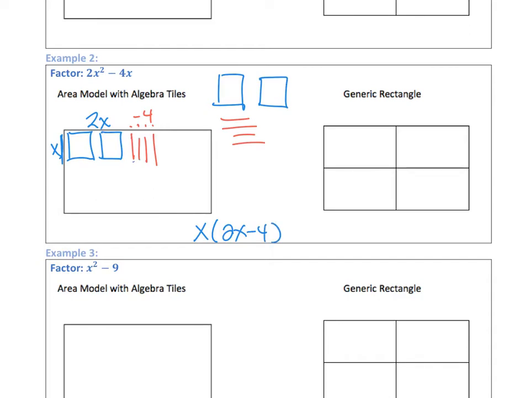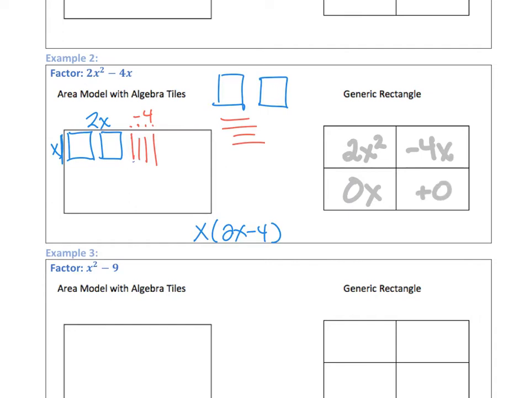I can do the same thing over here with my generic that I did before. I'd have a 2x squared and a minus 4x. In this case, I'm leaving this box empty. Or if you really want to write it out, you'll see you're going to get the same thing if you put 0x and plus 0.